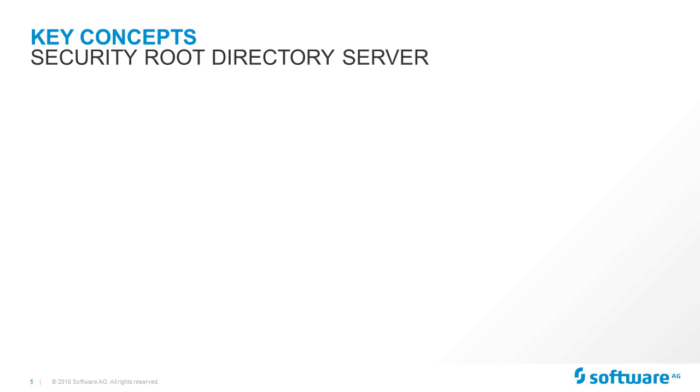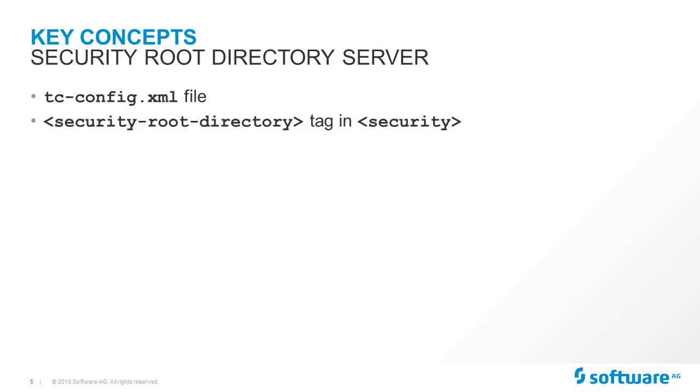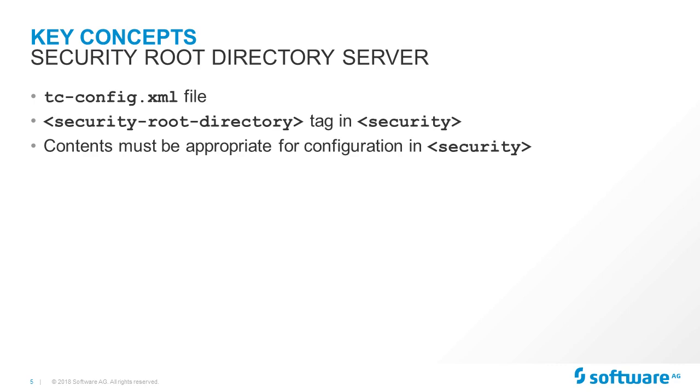On the server, the location of the security root directory is specified in the tcconfig.xml file. Under the security tag, there's a security root directory tag, and the path for the security root directory can be specified in there. The contents of the security root directory on the server must match the other pieces of configuration that are specified inside the security tag.